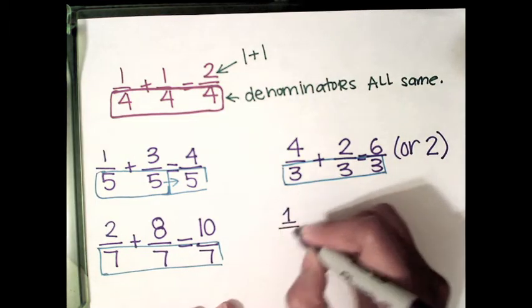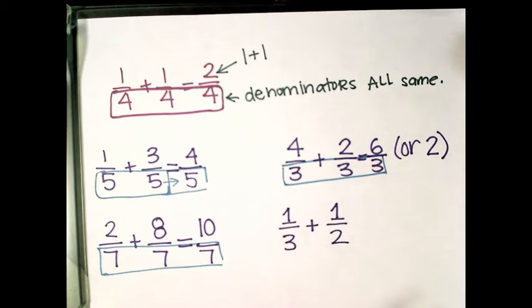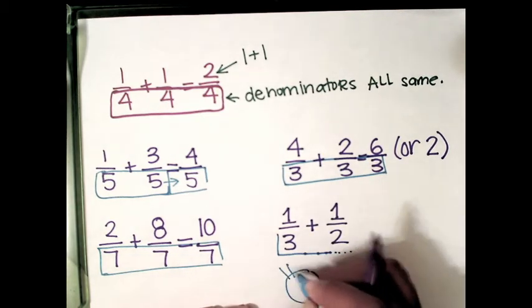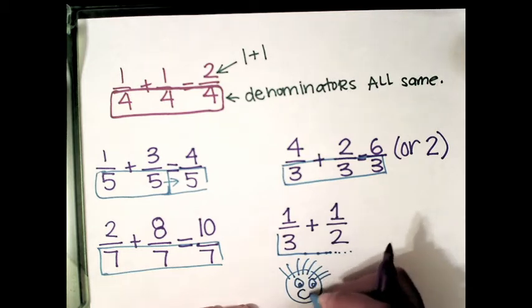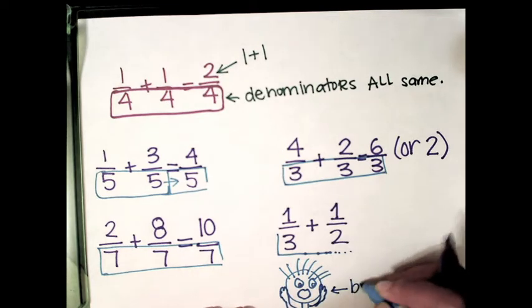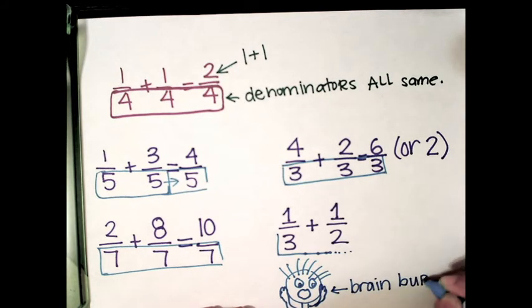Now what happens if I add 1/3 and 1/2? For 1/3 I have 3 equally sized pieces, but for 1/2 I have only 2 equally sized pieces. So I cannot add them together because they are not going to be the same size. We need to think of a way to make them the same.